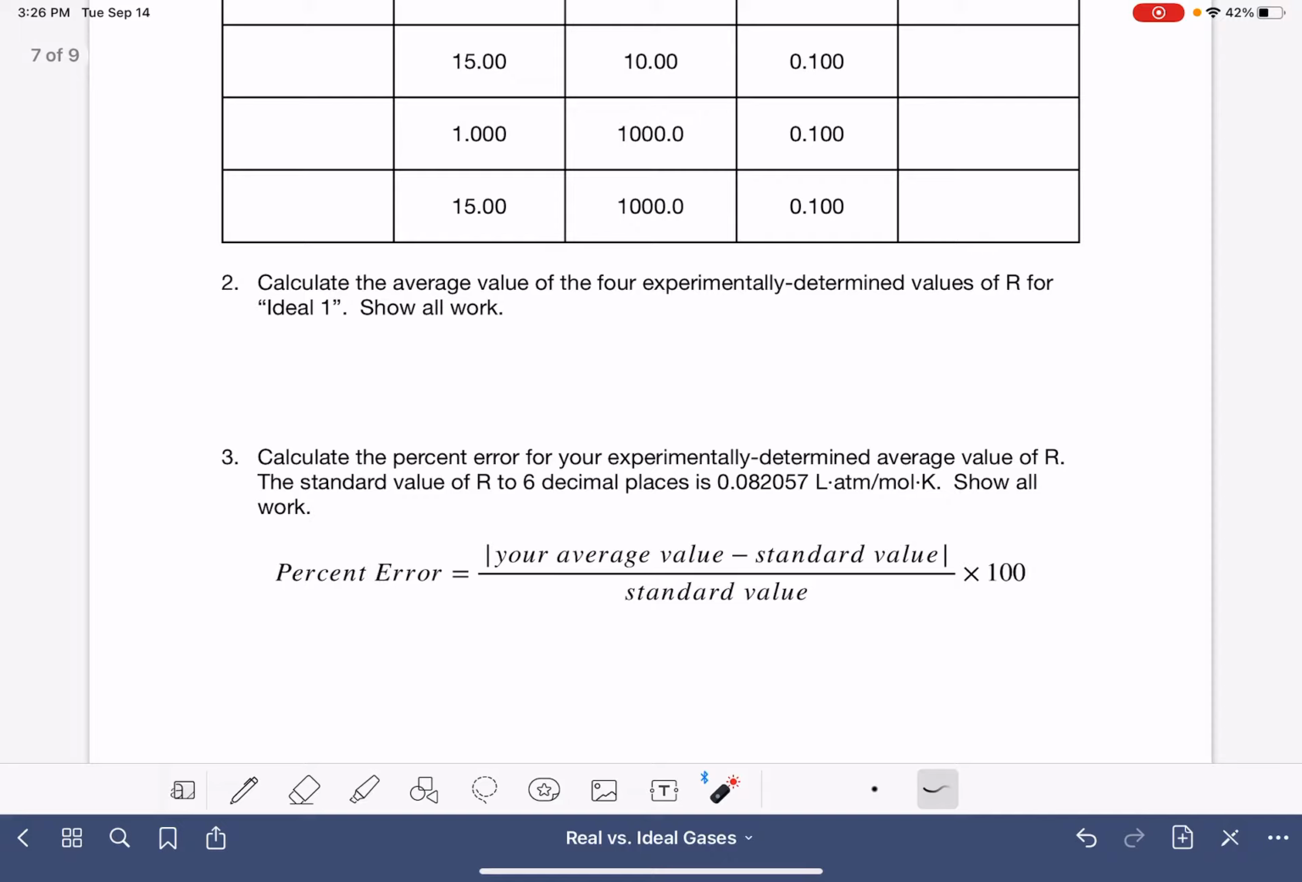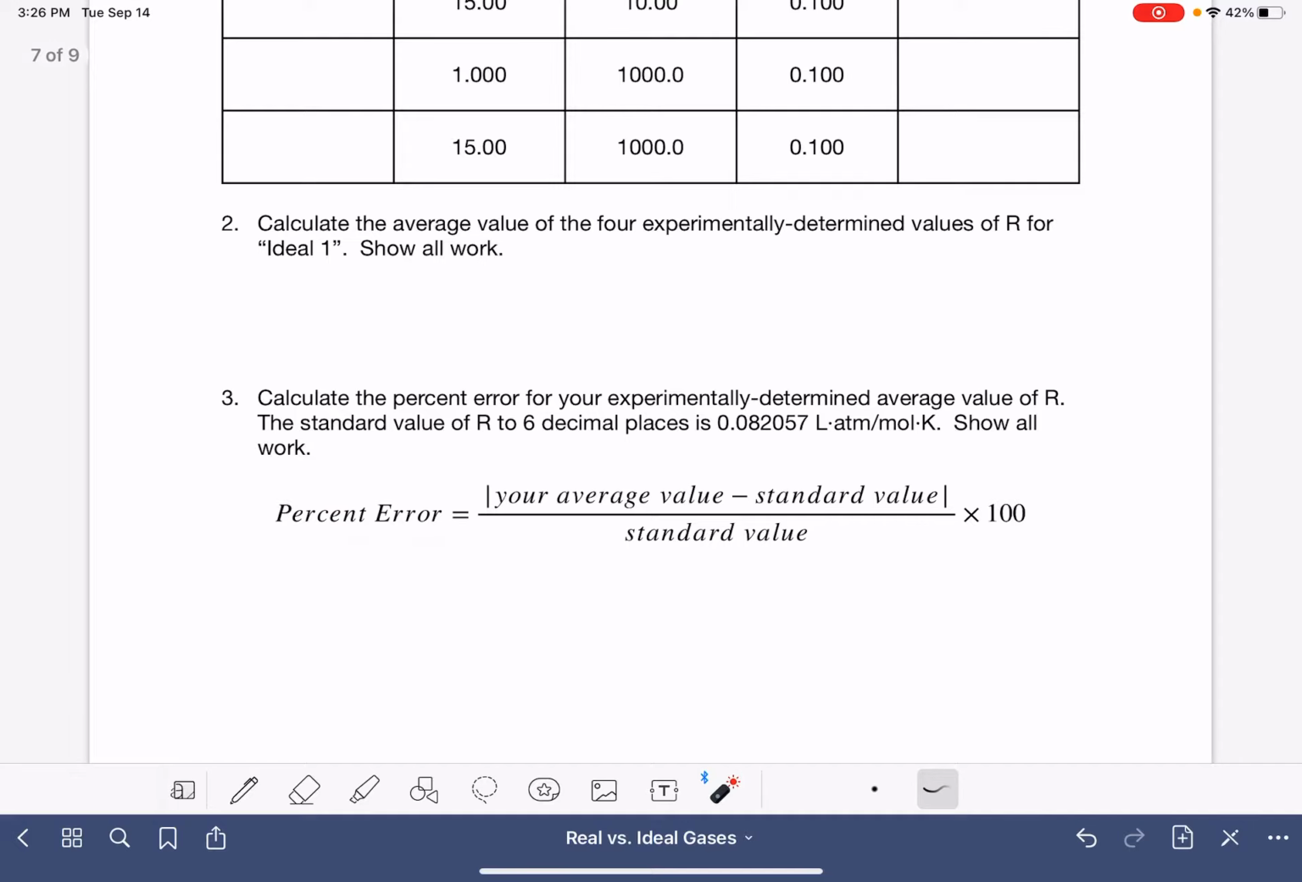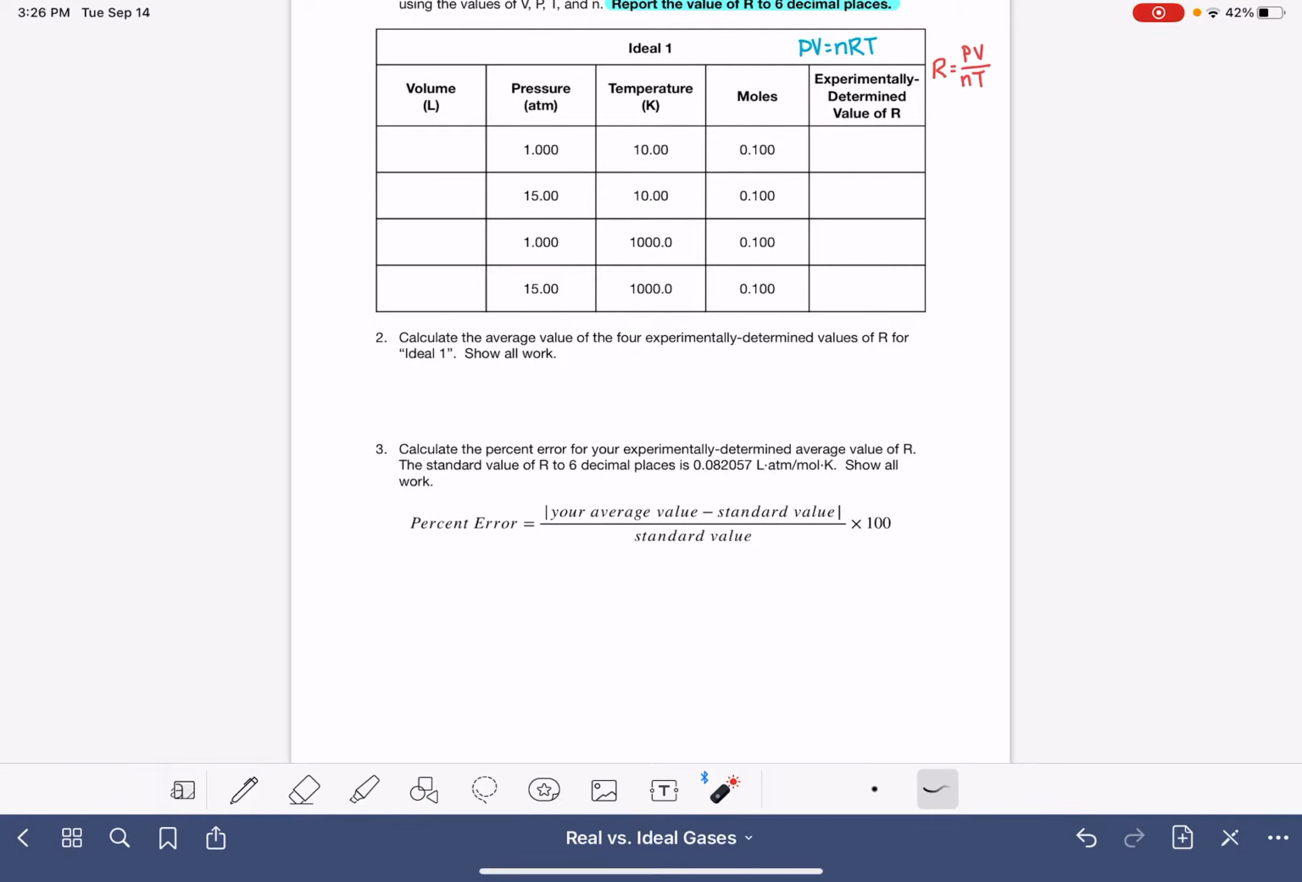Then you'll be calculating the percent error for your experimentally determined value of R. You're going to plug in your average value, which you calculated right here, and you're going to subtract the standard value to 6 decimal places. It's 0.082057. You'll divide by the standard value, which is right here, multiply by 100, and typically you get some pretty low percent error. This normally gives some pretty good data. So if your percent error is super high, or if you're getting values that aren't close to the standard value of R, maybe just double check your math, or maybe double check some of these measurements that you made.